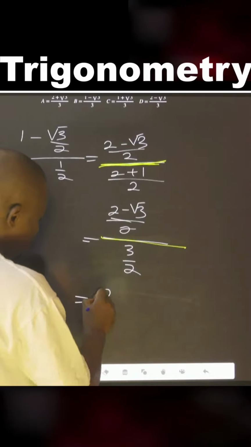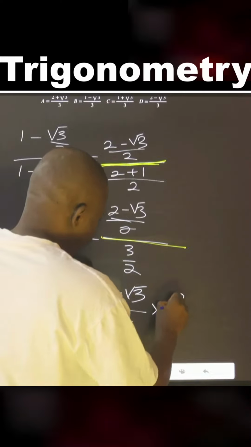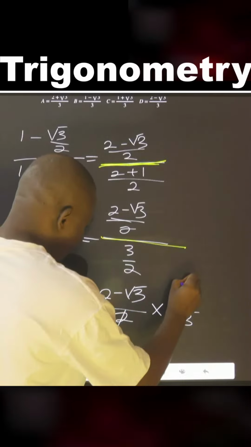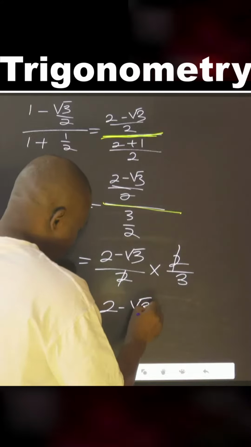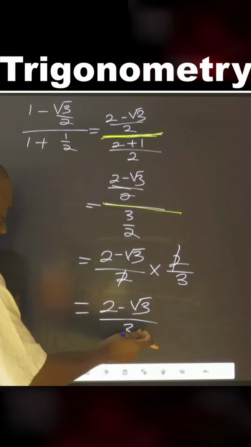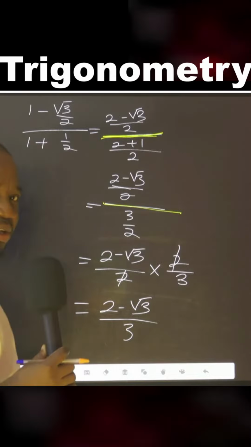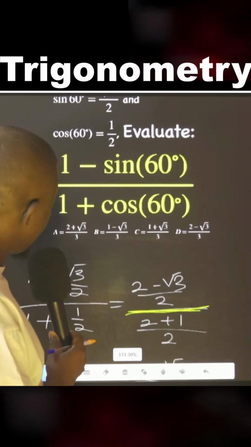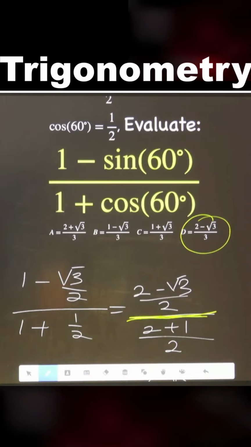Then we do 2 minus square root of 3 over 2 multiply by 2 over 3, okay? So this and this will cancel. We have 2 minus square root of 3 all over 3. Because this numerator is not a surd, we can stop now. 2 minus square root of 3 over 3. D is the answer, okay?